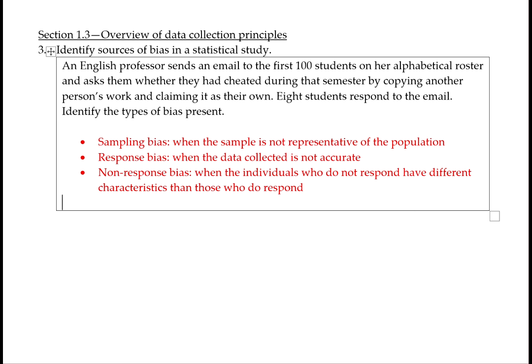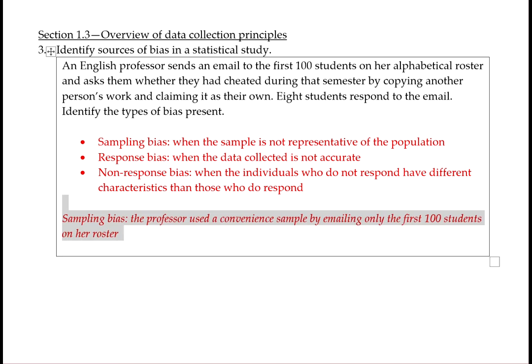All right, so the first issue we have here is sampling bias. Let's look to see if there would be sampling bias. There is. The professor used a convenient sample by emailing only the first 100 students on her roster. It could be that the people at the beginning of the alphabet are different than the people at the end of the alphabet, and so this is not representative of all students on her roster. So there is sampling bias because the convenient sample is not a representative sample of the population of all students.